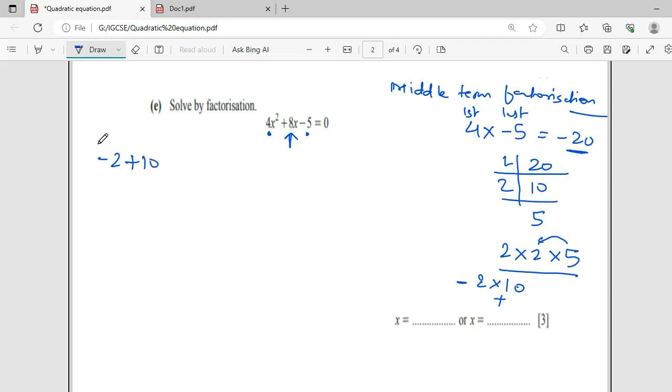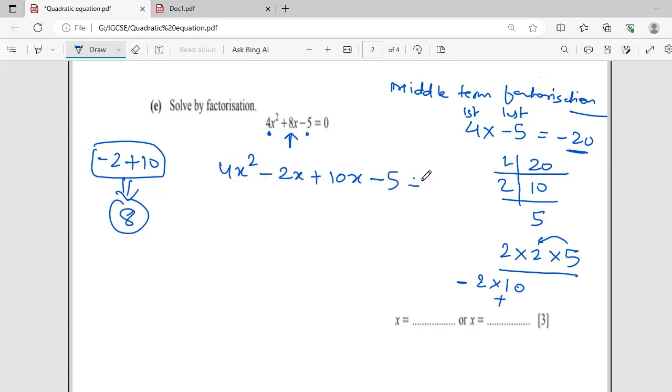If I do this, what value are we going to get? 8. That means it is matching our requirement, right? So this is our factor, and instead of 8x we have to put this. So I'm going to write here 4x square minus 2x plus 10x minus 5 is equal to 0. Minus 2 plus 10 is 8x, and 2 into 10, 20, minus 20 is coming, right? So this is fulfilling the requirement.